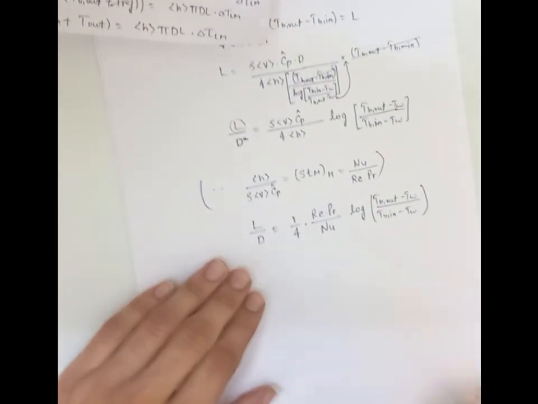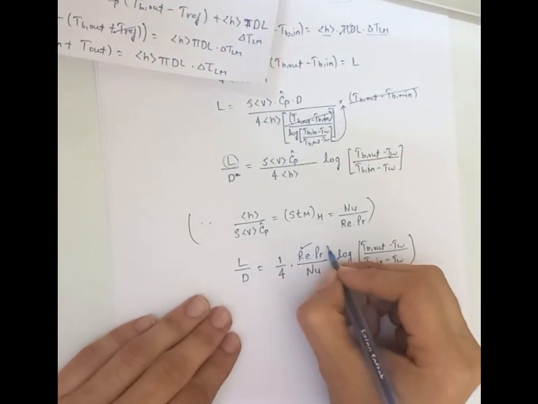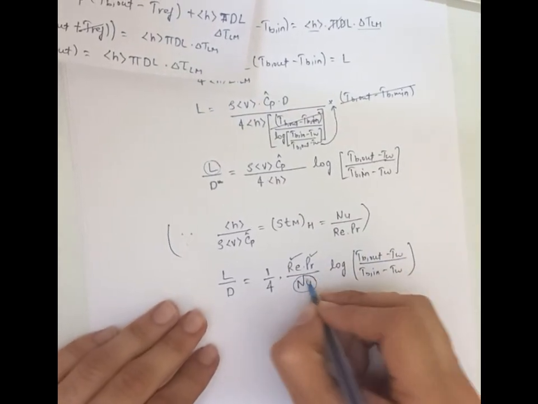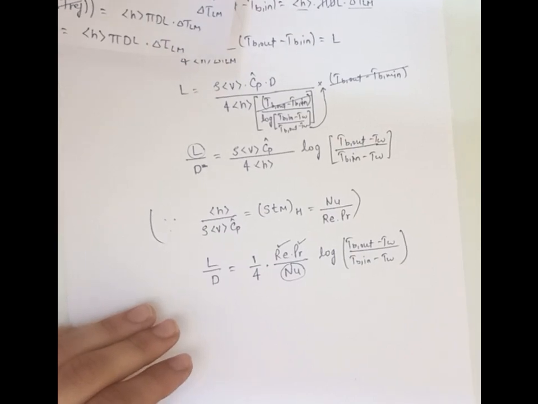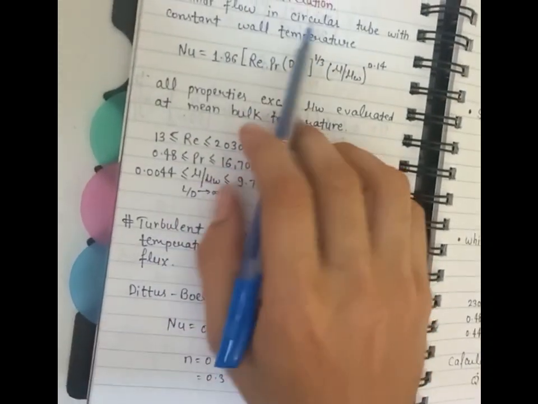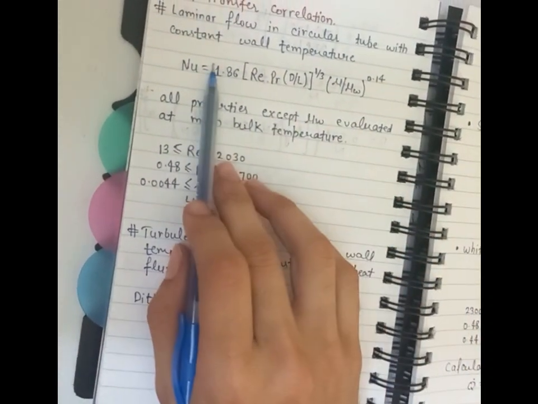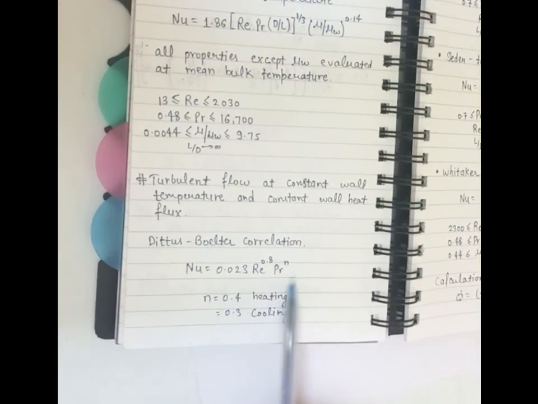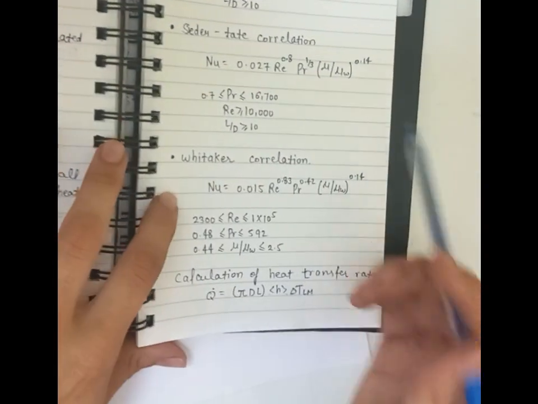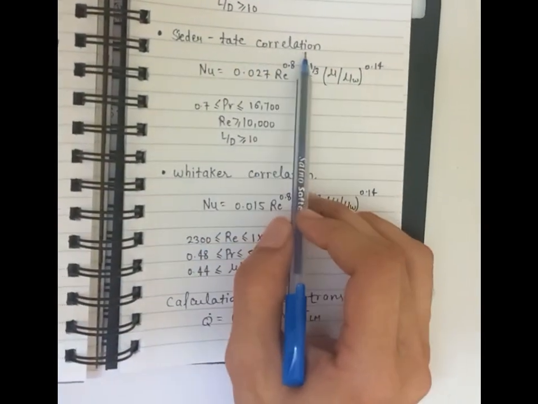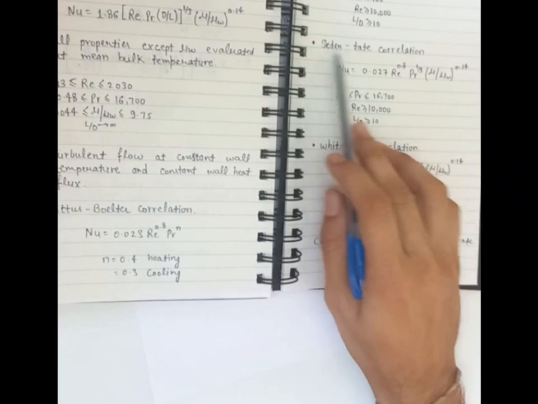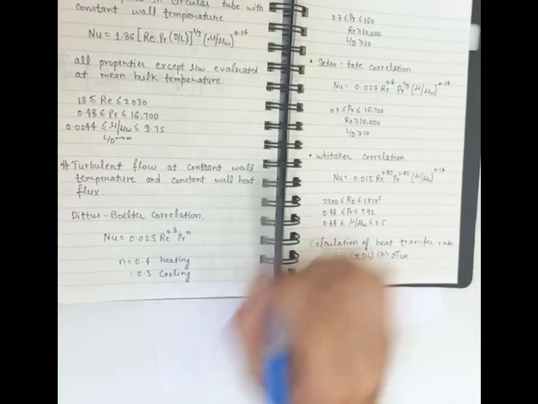Now we need to find out the Reynolds number. The Prandtl number is already given in the question, and the Nusselt number we're going to find using engineering correlations. We have three engineering correlations here. For laminar flow, we will use this engineering correlation for the Nusselt number. For turbulent flow, we will use the Dittus-Boelter correlation, which is given by this. Also for turbulent flow, we can use the Sieder-Tate correlation, but the conditions are different in the case of the Sieder-Tate correlation and for Dittus-Boelter.